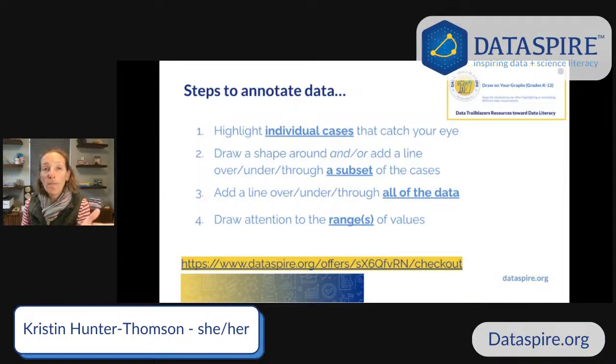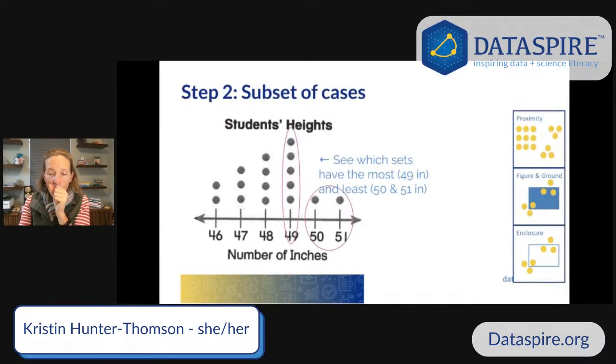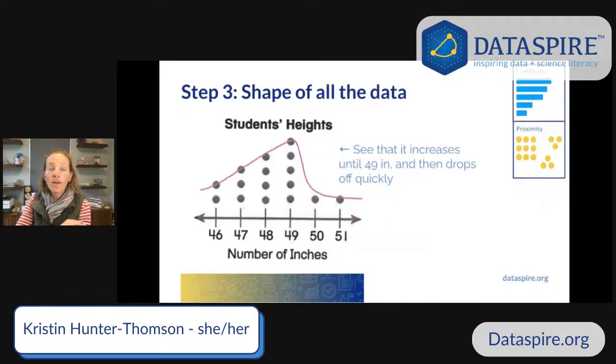But then if we want them to be able to look across all of the different data visualizations, we need to help them zoom out on the data visualization. So we need to move beyond just focusing on individual data points, which is where their eye naturally goes as novices. But we can use these steps of annotation: now focus on, and physically draw around, a subset of the cases, or physically draw a shape around all of the data.